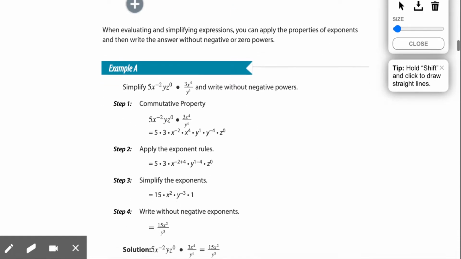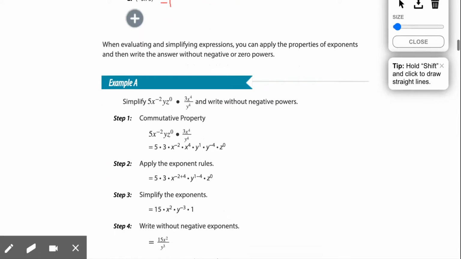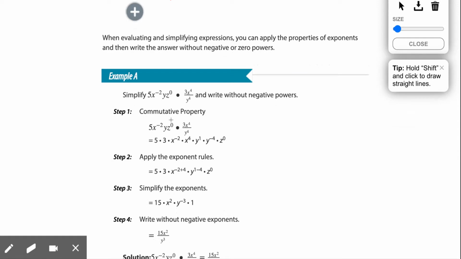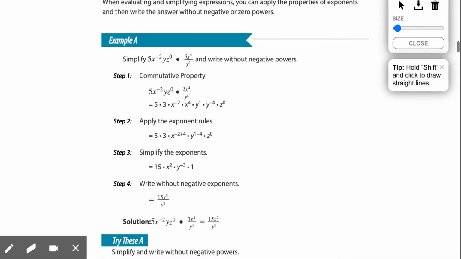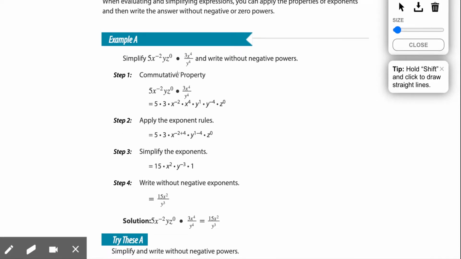All right, so let's keep going. We can use the commutative property. That just means that we can move things around so that they're next to each other to make them easy to work with. Put all of our x's next to each other, the y's next to each other, the z's, the numbers. That helps us keep track of everything if you want to do it that way.